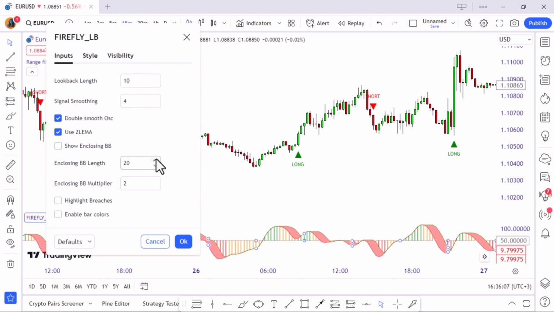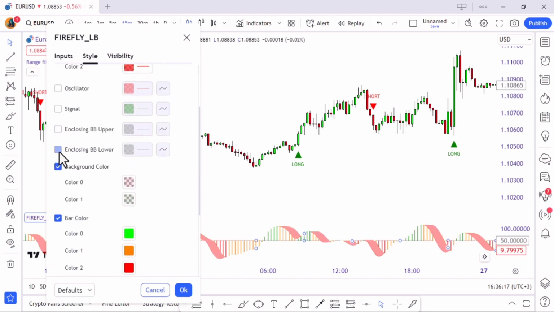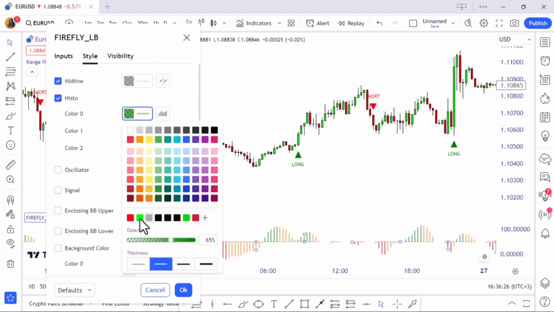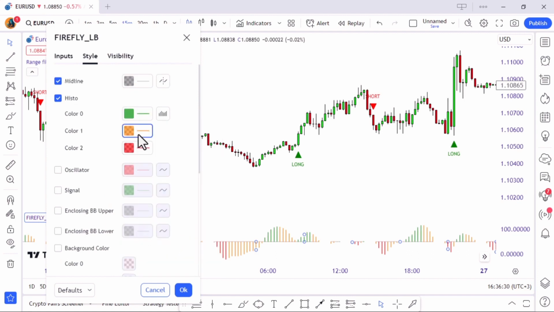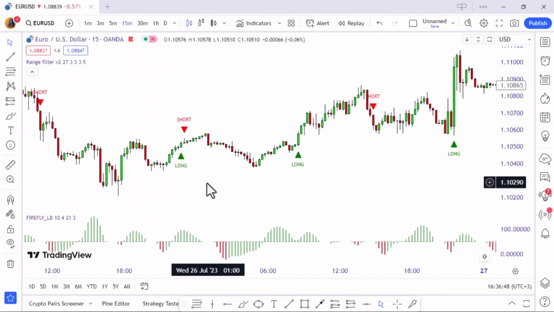Set 21 for the enclosing Bollinger Band length and 3 for the enclosing Bollinger Band multiplier. Under the style tab, keep it clean by turning off everything except the middle line and histogram, just like you see in the video. These adjustments will seriously boost your trade signals by cutting through the noise.